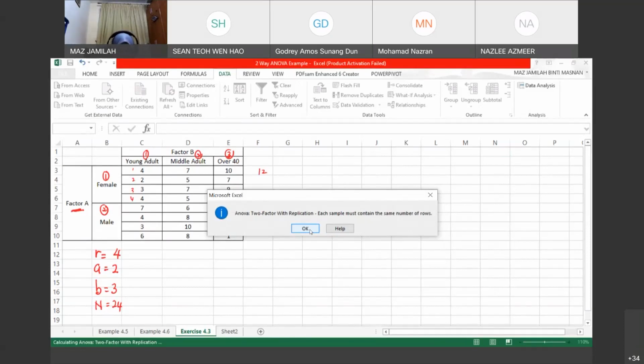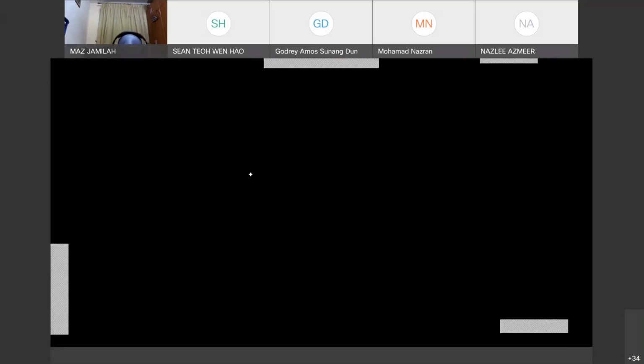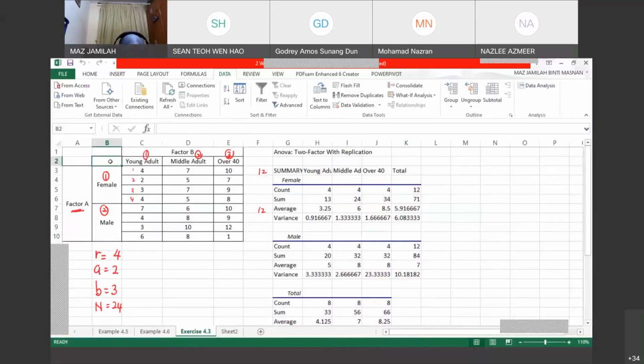In this case, class, please make sure you highlight the whole data, including the level of factor A and level of factor B. Make sure the way you highlight the data includes the factor A level and factor B level, so that Excel can come up with male and female. Otherwise, it cannot identify which one is for which.